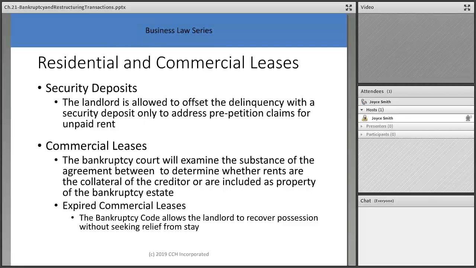Commercial leases. Bankruptcy court will examine the substance of the agreement to determine whether the rents are collateral of the creditor or included in the property of the bankruptcy estate. And then for expired commercial leases, the bankruptcy code allows the landlord to recover possession without seeking relief of stay.